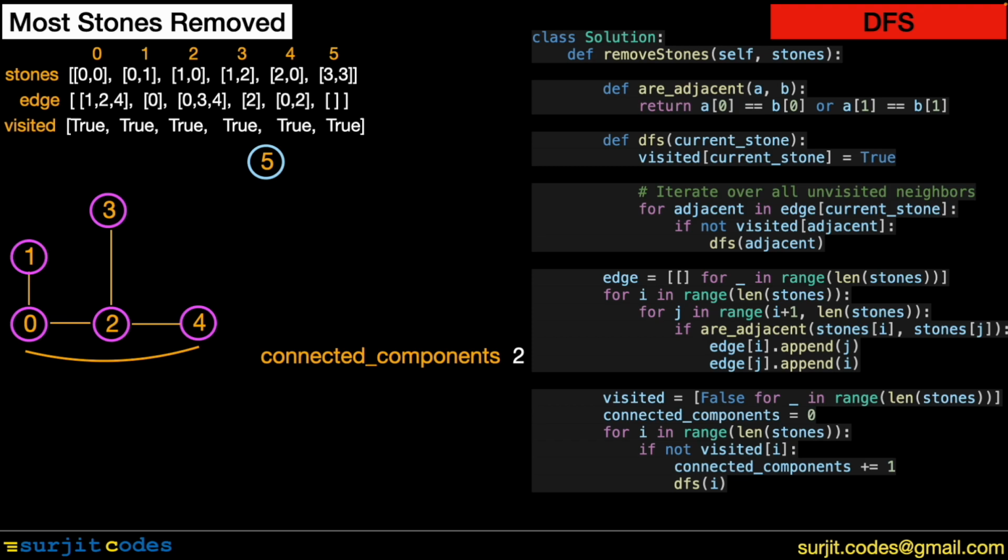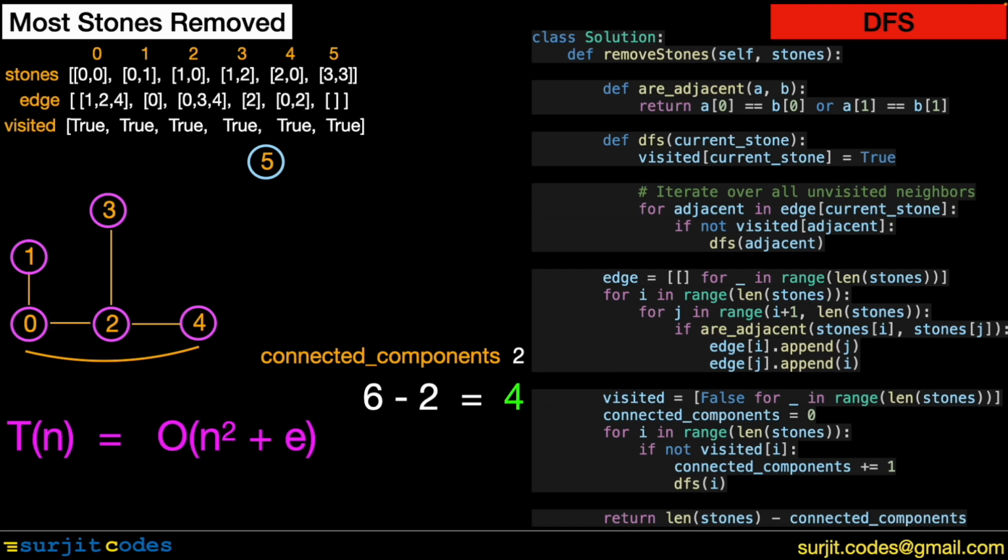5 is a separate component not connected with any other stone, so this cannot be removed. In the other component, there are 5 stones connected to each other. 4 of these can be removed. The last one will not be connected with any other stone, so the number of stones that cannot be removed is equal to the number of components. Hence 4 is the number of stones that can be removed.